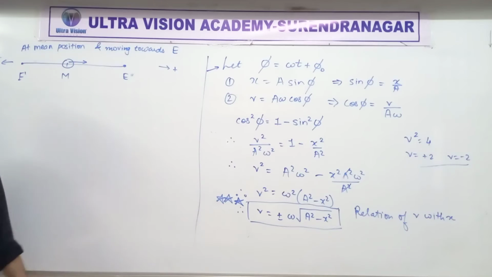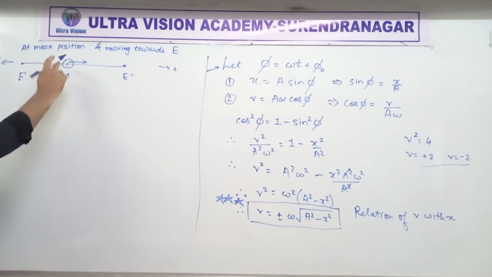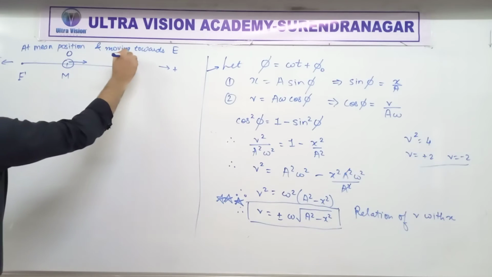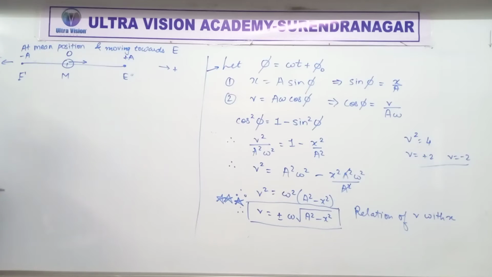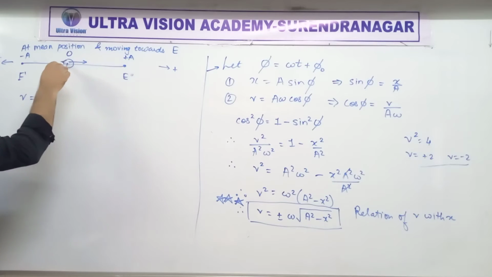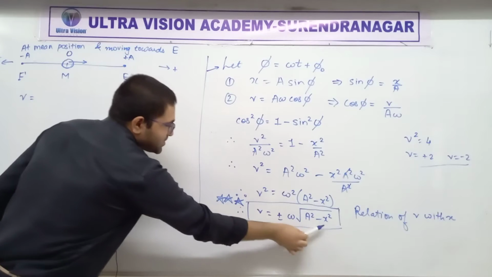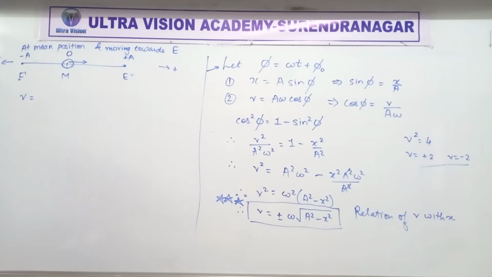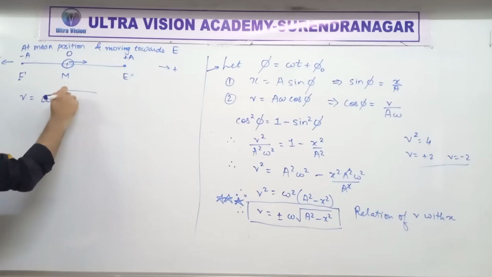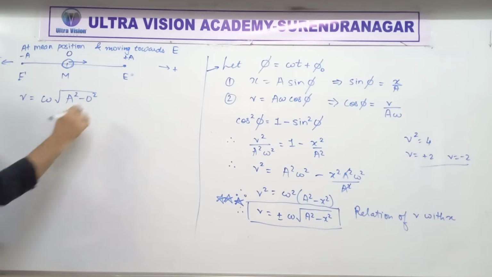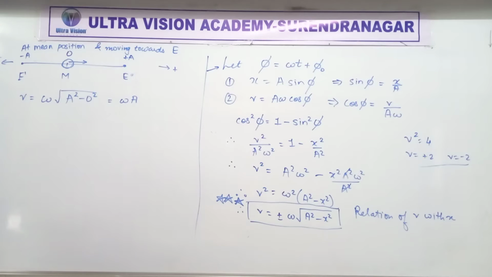Let's use this formula and understand what's going on. At this place here, of course, we'll take this as origin. This is x equal to plus a, this is x equal to minus a. If I want to find v, what value of x should I put if the particle is at mean position? 0, very good. x is equal to 0. So now I get omega under root a square minus 0 square. So we get omega into a. Clear?